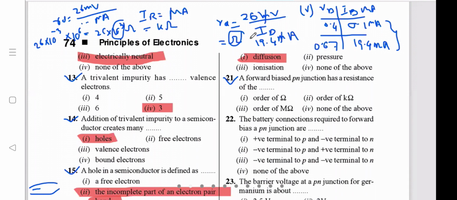So in forward bias, the range is ohm. In reverse bias, the range is kilo ohm. This is diode resistance. So a forward bias PN junction has a resistance of the order of ohm.